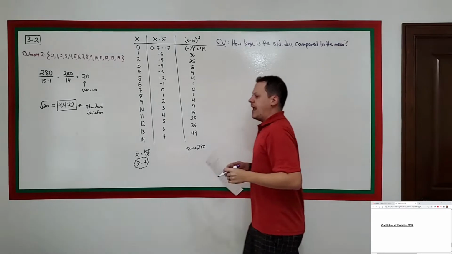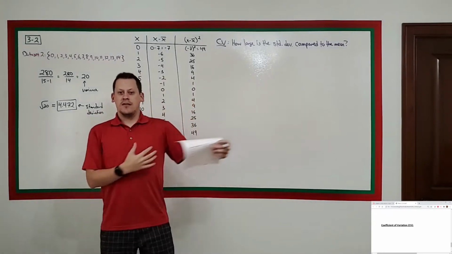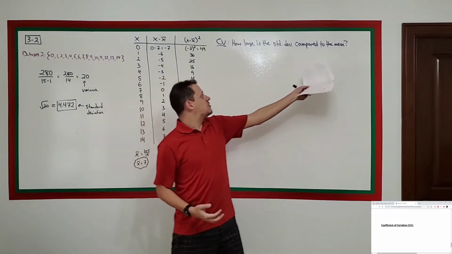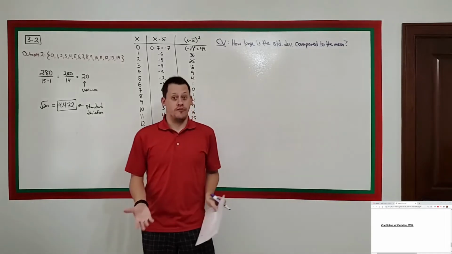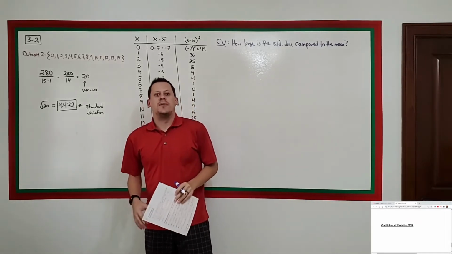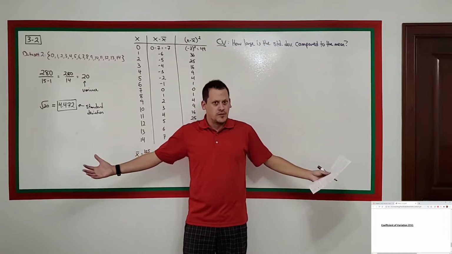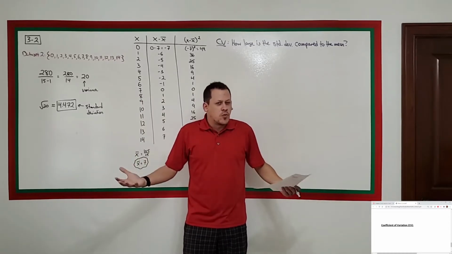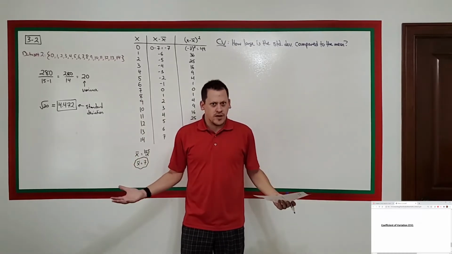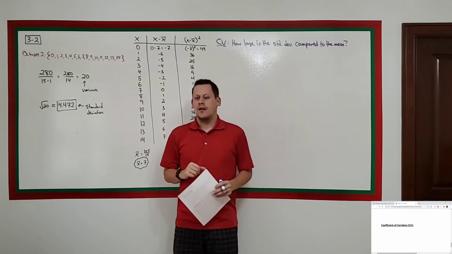Okay. How spread out is this data set versus this one compared to essentially how big the numbers are in the first place? Right? Because bigger numbers are typically more spread out, but are they more spread out just because the numbers are bigger? That's what the CV is going to answer.